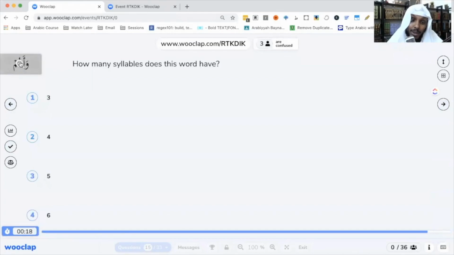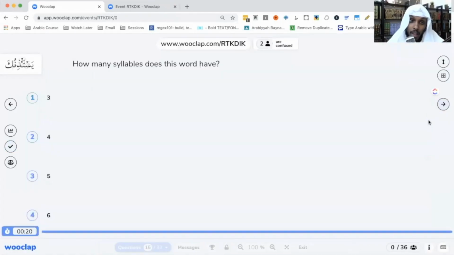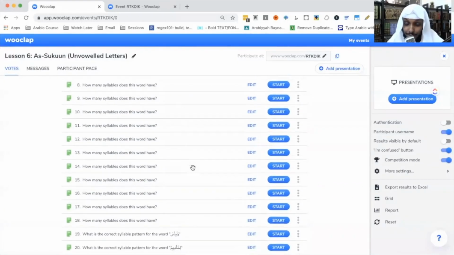Let's do this one as well. This one should be easy, inshallah. I'll keep you at 20 seconds. I'm not going to add extra time here. So make sure you answer quickly. So, wa, antum. Wa, antum. 3 syllables.